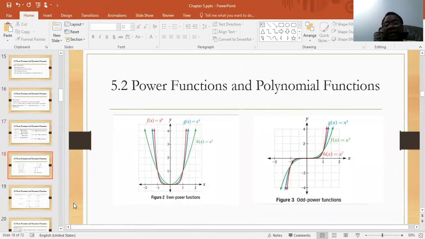We can see here examples of graphs of some power functions. On the left, you have the graph of power functions when the power is an even number. And on the right, you have examples of the graph of power functions when the power is an odd number.